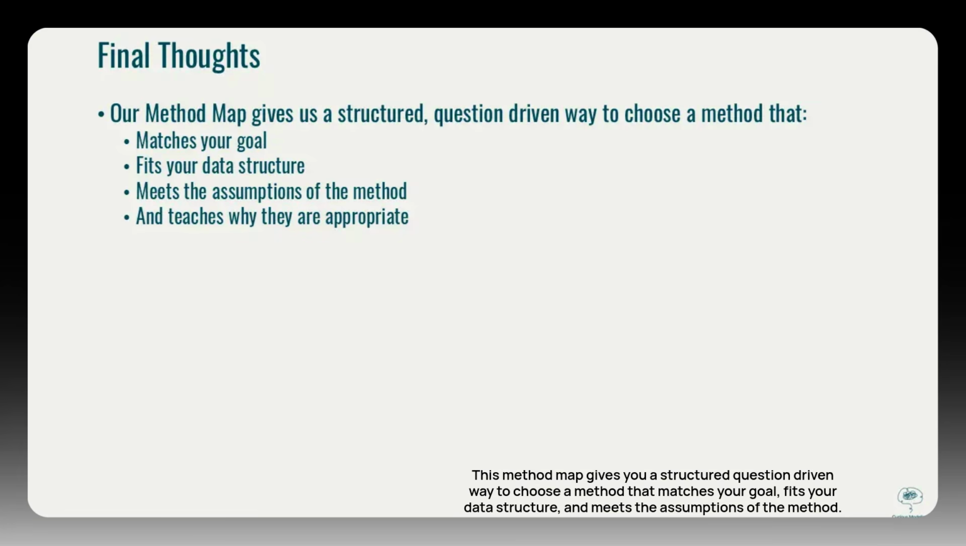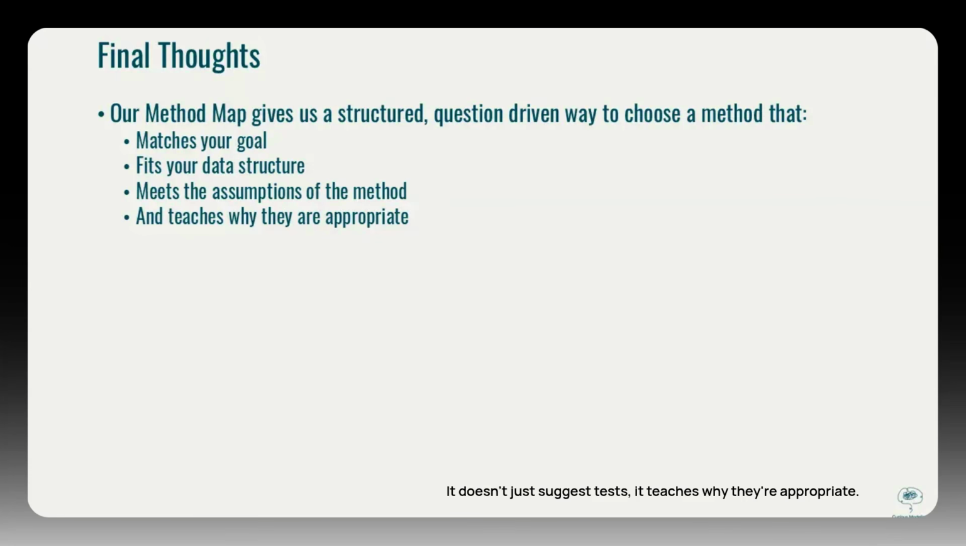This method map gives you a structured, question-driven way to choose a method that matches your goal, fits your data structure, and meets the assumptions of the method. It doesn't just suggest tests, it teaches why they're appropriate. Use it as a decision tree, a teaching aid, or a checklist before you run your analysis. With this guide, you'll be more confident in your method selection and more credible in your results.